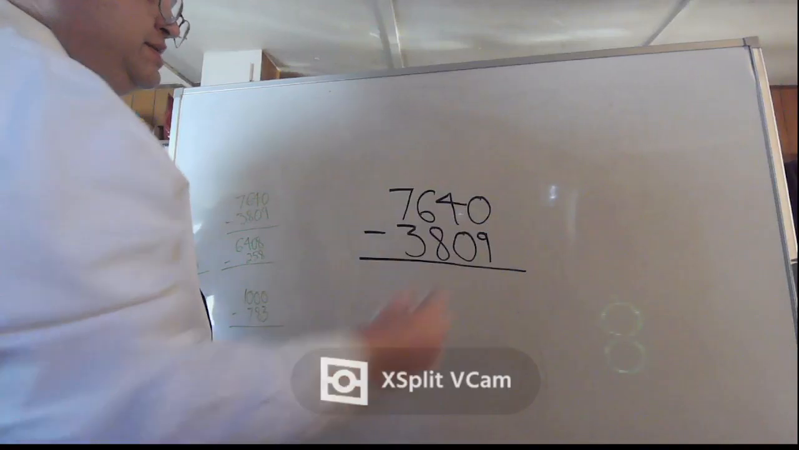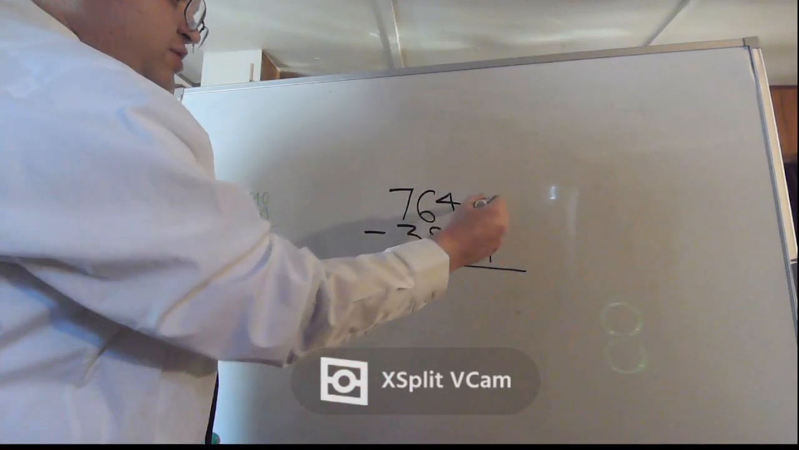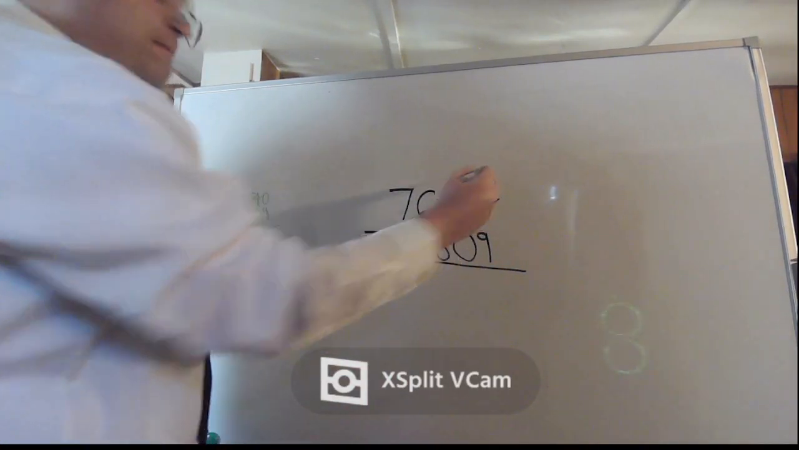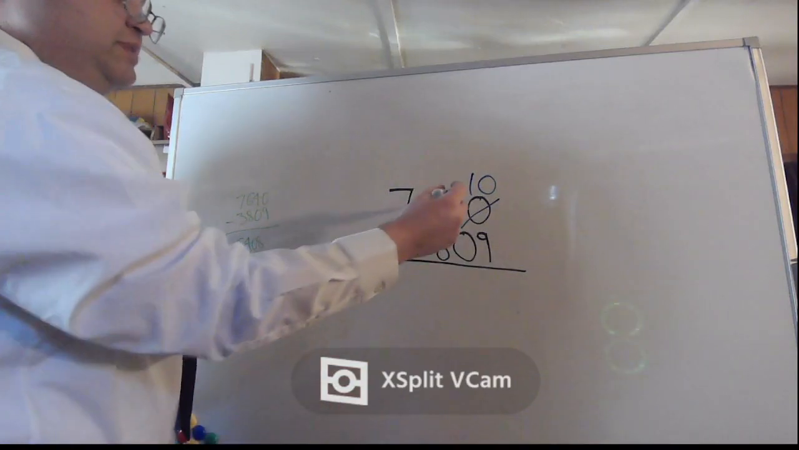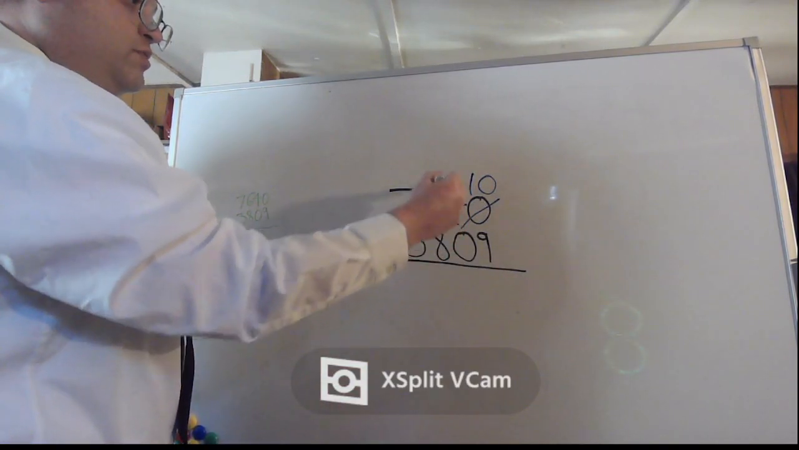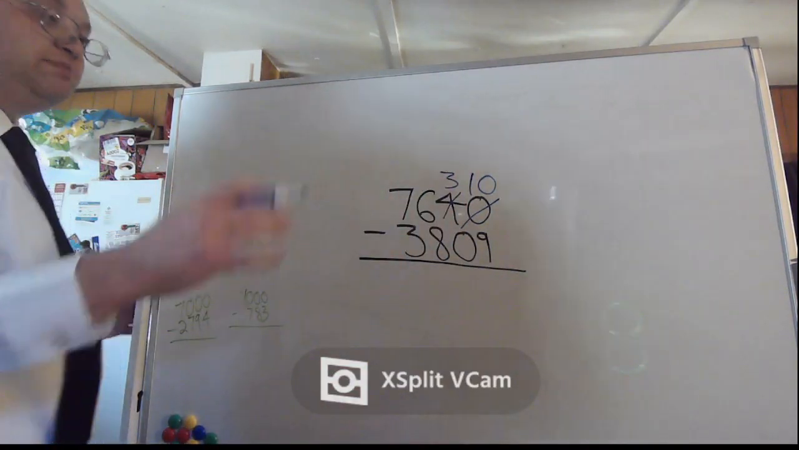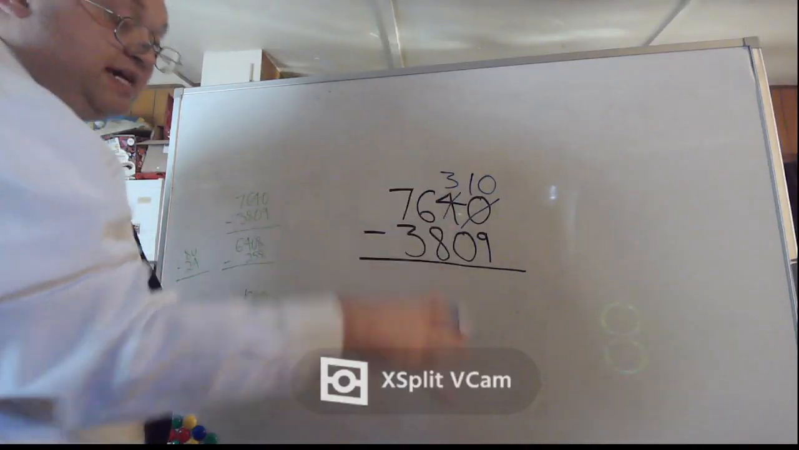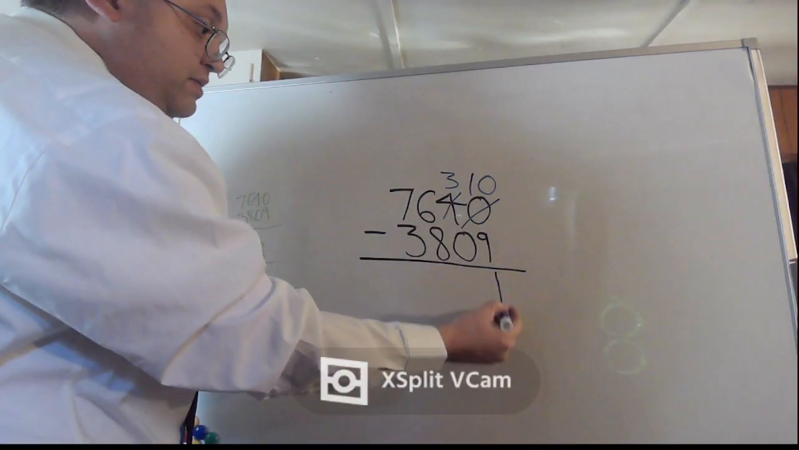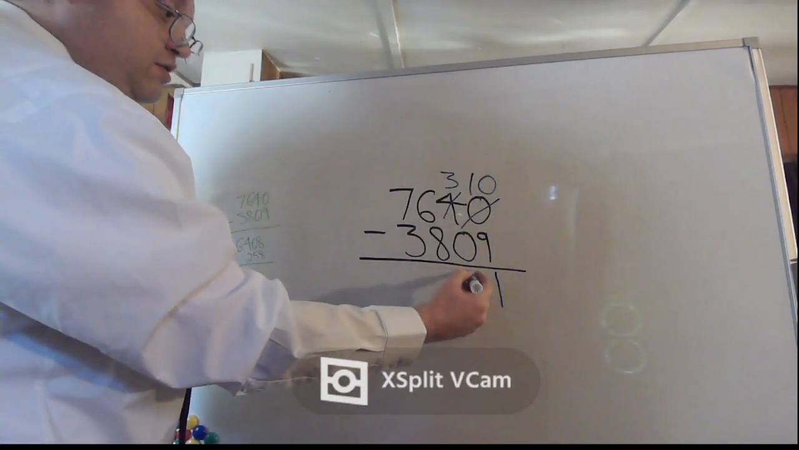Okay, so that 0 has to become a 10, which means we've got to borrow 1 from that 4, which would be a 3. Borrowing 1 from the next place over. Now we can do 10 minus 9, which is 1. We can do 3 minus 0, which is 3.